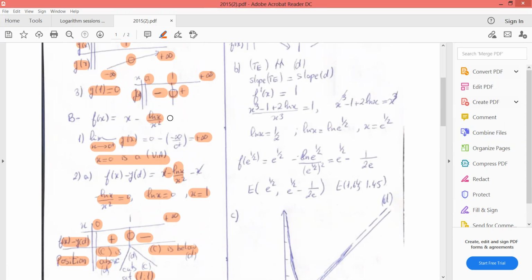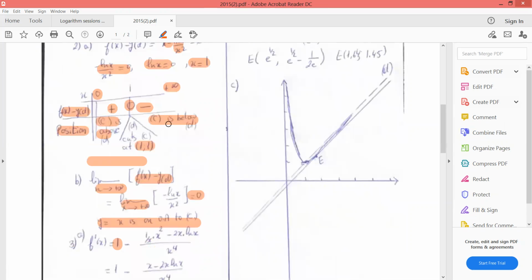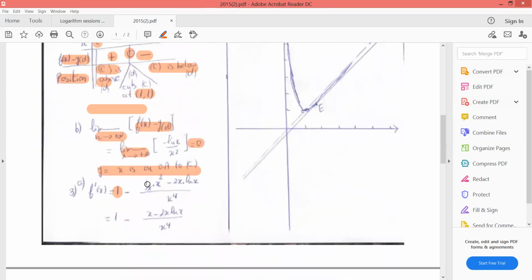What is u prime? 1 over x, times v, which is x squared, minus v prime, the derivative of x squared, which is 2x, times ln x times u, over x power 4. 1 times x squared over x, we get x, minus 2x ln x over x power 4. Any questions here?